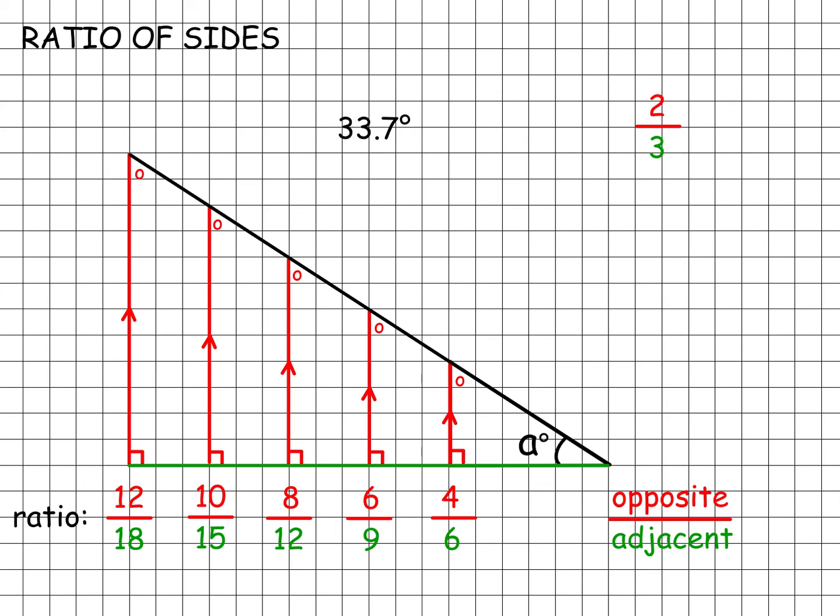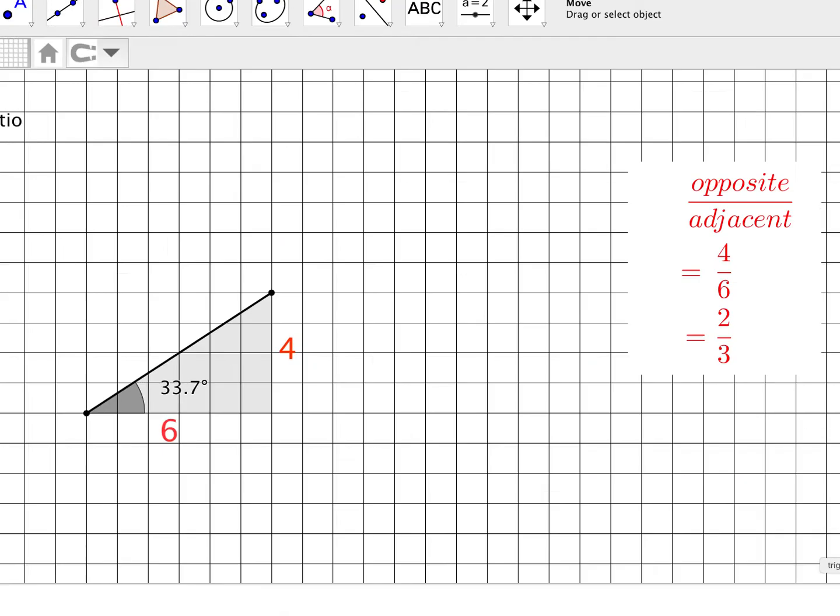To illustrate this a little further, here is a setup with 33.7 degrees, 4 boxes, 6 boxes, that's opposite over adjacent, 4/6, 2/3. As long as I keep that angle at 33.7, there it is, 33.7, 6 over 9, 2/3. There it is again, 33.7, it's 8 over 12, 2/3. It doesn't matter how big I make the triangle, as long as that's still 33.7, the ratio is still 2/3. The only way to change that 2/3 is to change that angle.